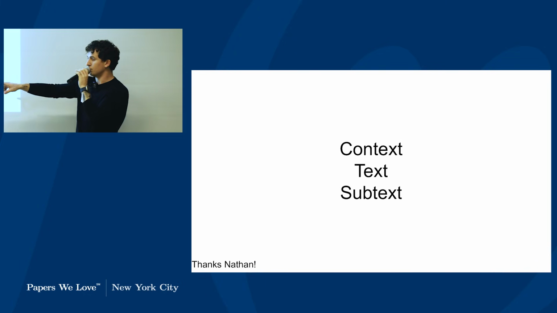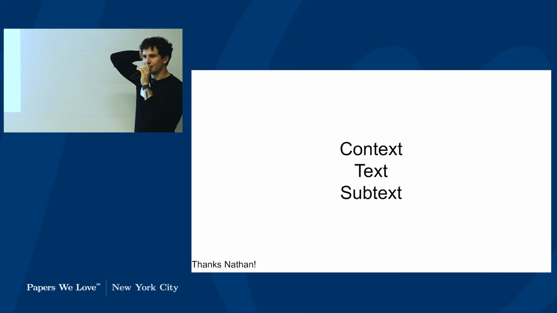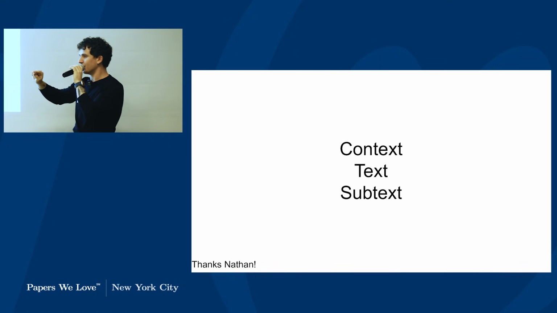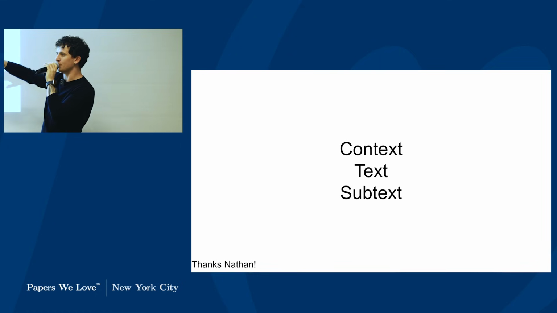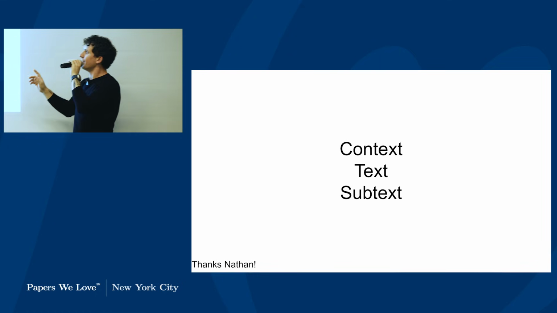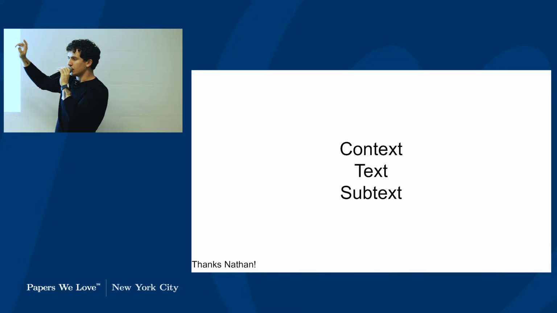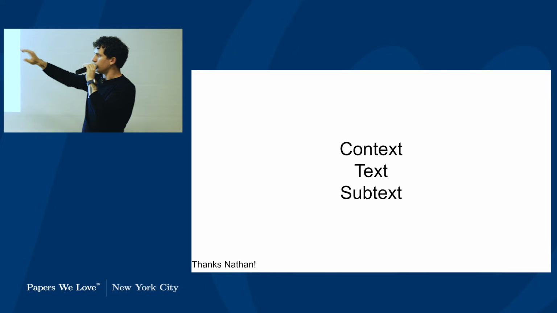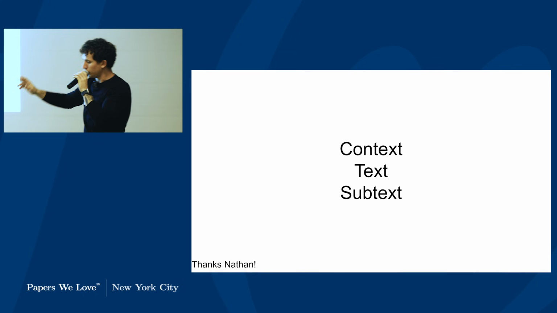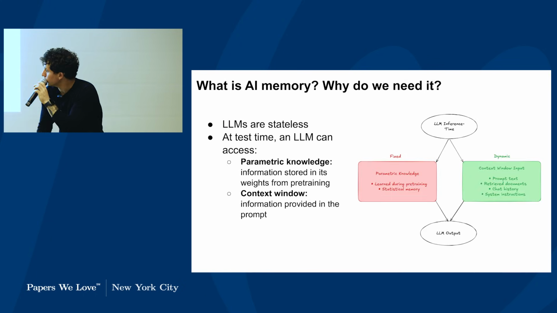So I'm going to steal from Nathan. He gave a talk on liquid types earlier this year at PapersWeLove. He had this context, text, subtext framework that I thought was really interesting. So we're going to talk about the context of AI memory. After we talk context, we will actually jump into the paper itself, and then we'll talk some subtext on the paper. So let's jump into context.